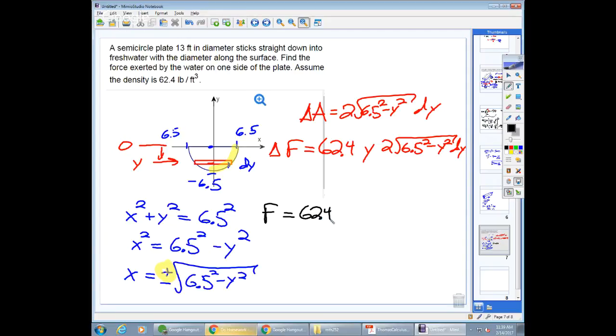So 62.4 times the integral of 2y times the square root of 6.5 squared minus y squared dy. Although it's easy to forget that dy, it is an important unit that hangs out. It contributes to the units in the problem. All right, so question is, where are we integrating from and to?